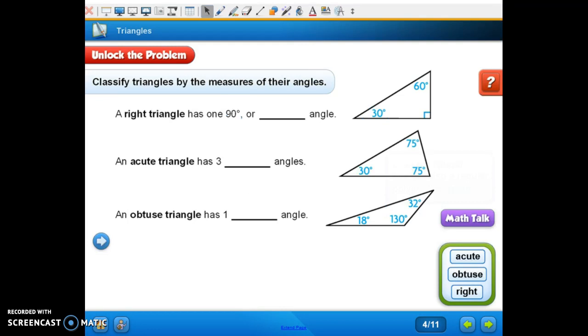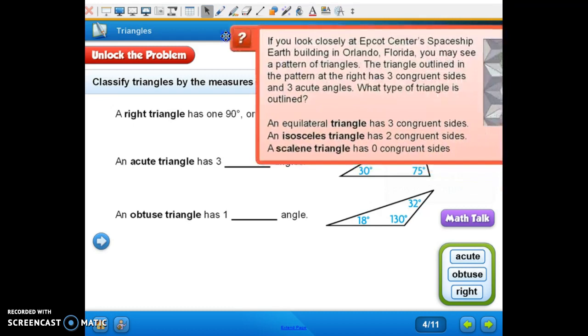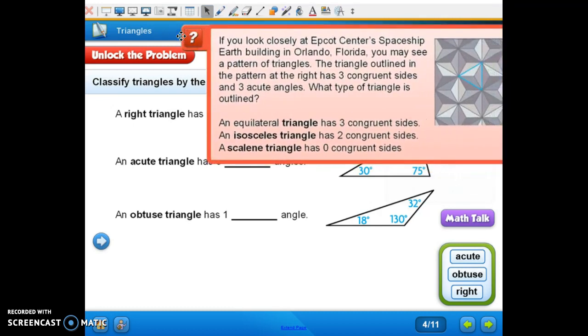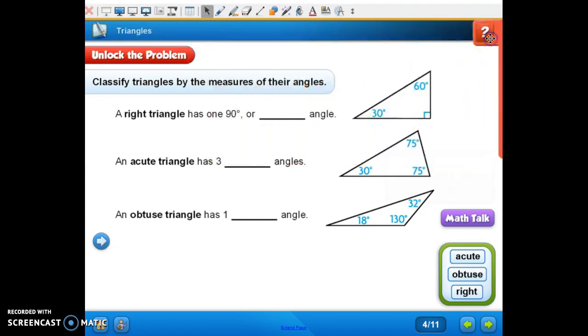Classify triangles by the measure of their angles. So you can classify triangles by sides or angles. A right triangle has one 90-degree angle. Can it have more than one 90-degree angle? No, we'd have to have at least how many sides? 4. So one 90-degree angle is an acute, an obtuse, or a right? A right. Sometimes we call a 90-degree angle a right angle.